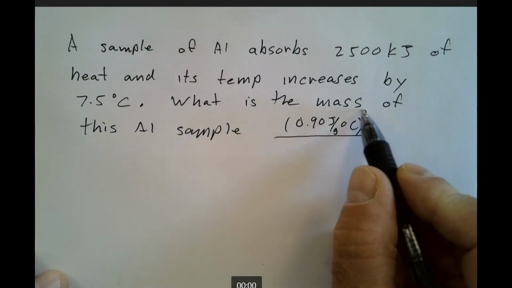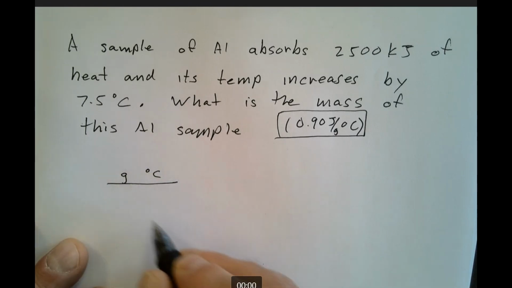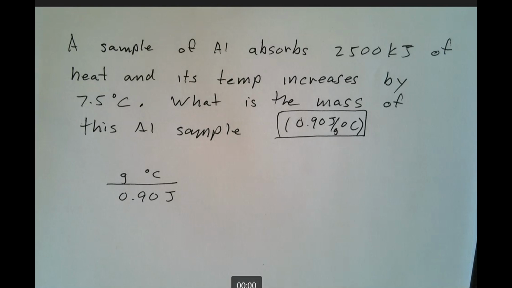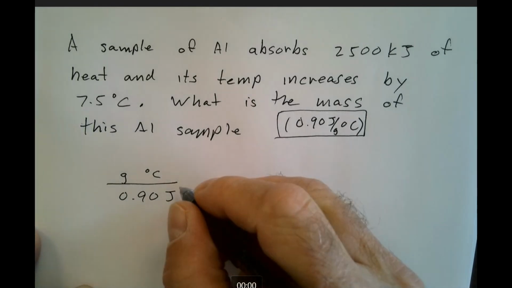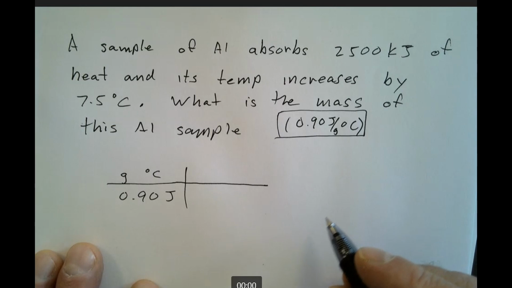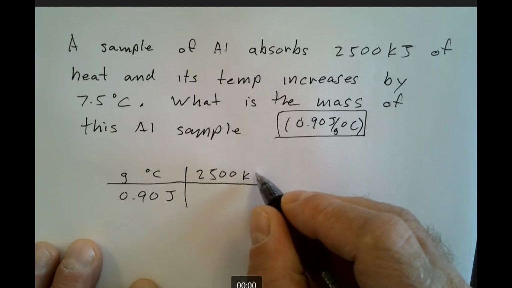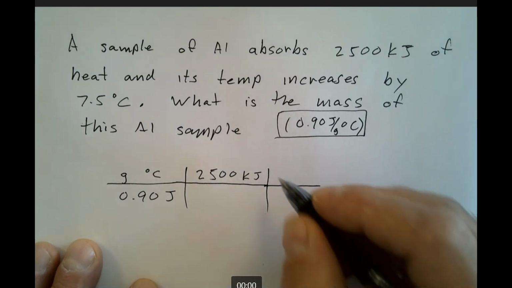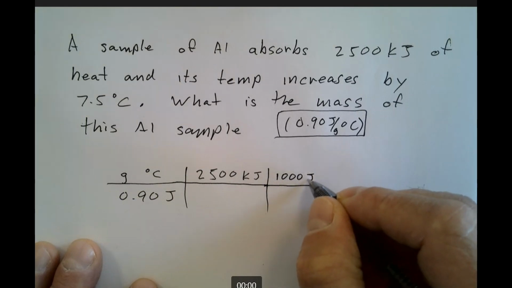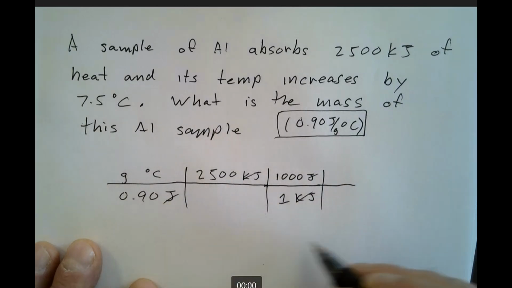So here's our given data, and when I look at that, I always think of units as being conversion factors. So if I start out that way, I'm going to divide by specific heat, evidently, because that's what the units tell me I'm going to have to do. Now I can just multiply by 2,500 kilojoules. I'm going to have to convert that into joules, 1,000 joules for every 1 kilojoule.